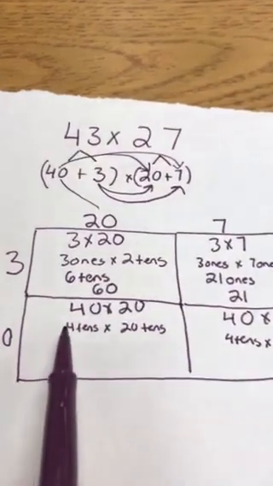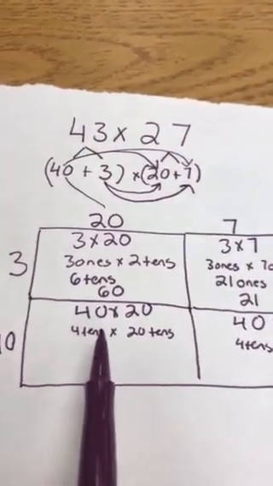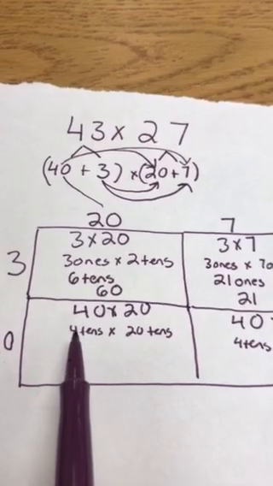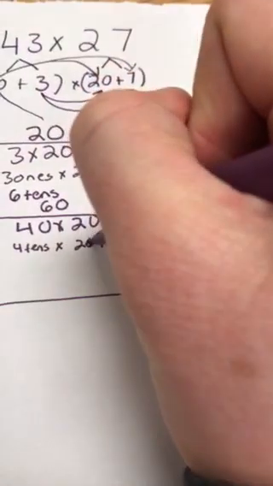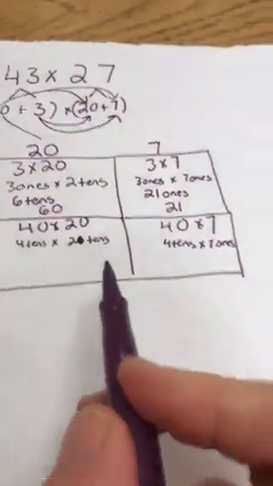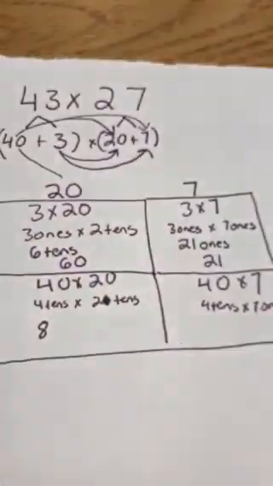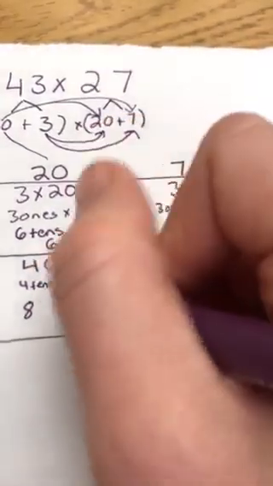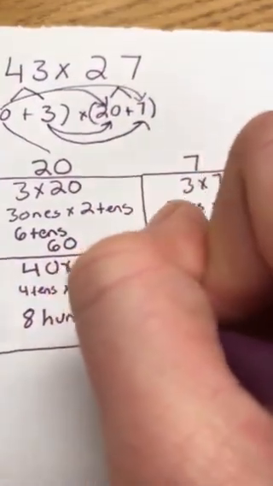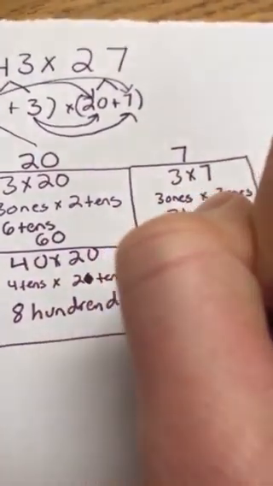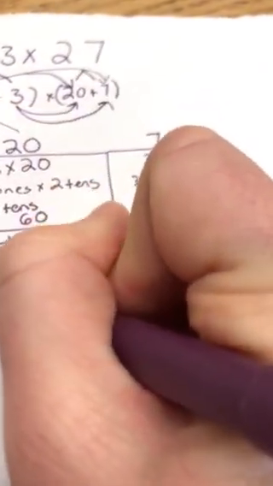Then we have 4 tens times 20 tens. So we're going to, times 2 tens. I'm sorry, I made a mistake there. 4 tens times 2 tens. Well, 4 times 2 is 8. And tens times tens is hundreds. So we have 8 hundreds. And we write 8 hundreds like this.